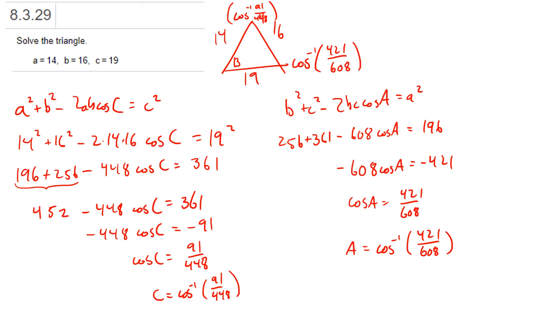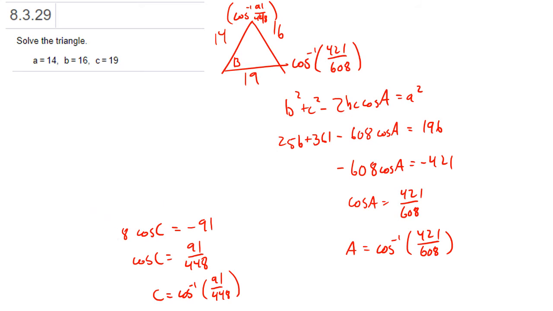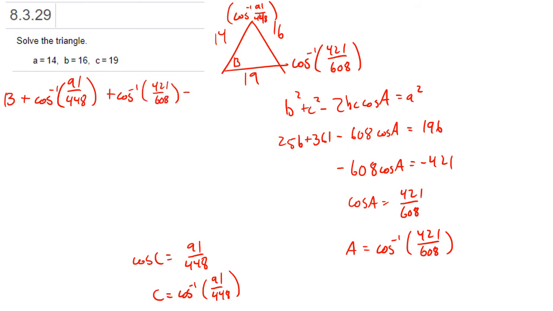Now, how am I going to find the last angle? As always, if you know two angles, don't stress. The sum of all three angles is, well, I'm working in radians this time. By default, remember, arc trig functions spit out results in radians, so the angles of a triangle add up to pi. So I would just say b plus the arc cosine of 91 over 448, that's my angle capital C, plus the arc cosine of 421 over 608, that's my angle capital A, must be pi.